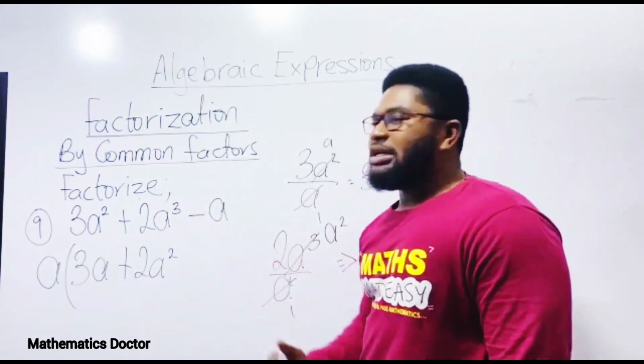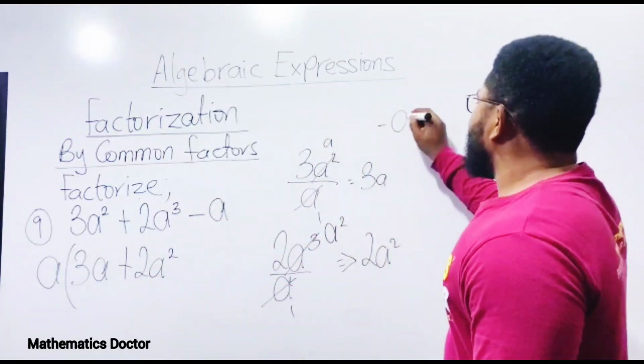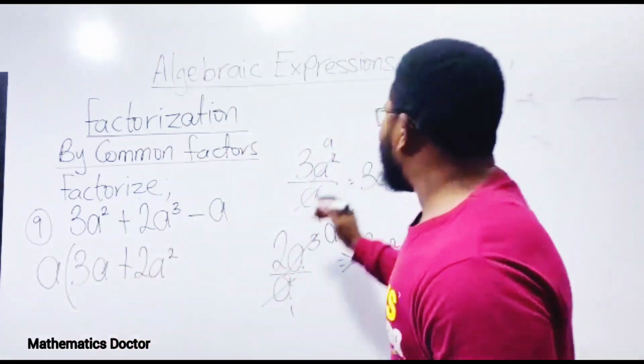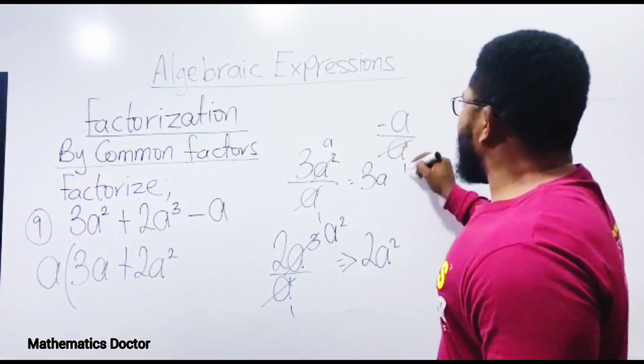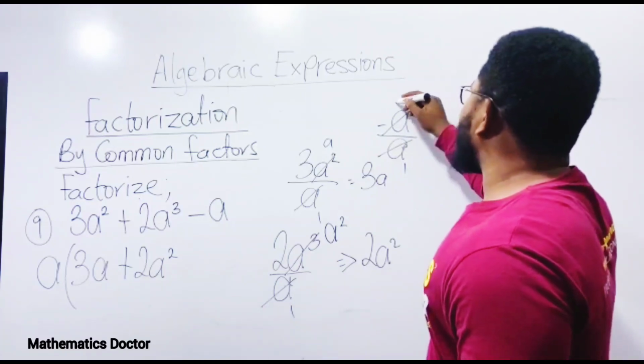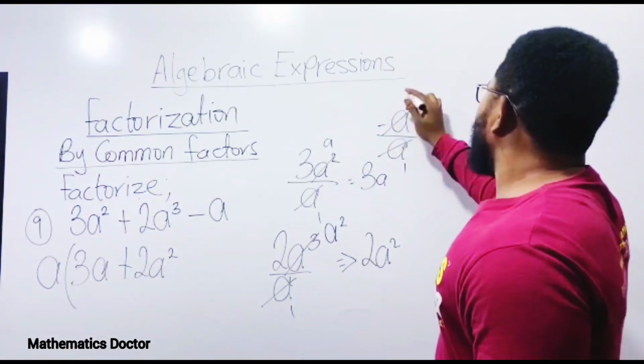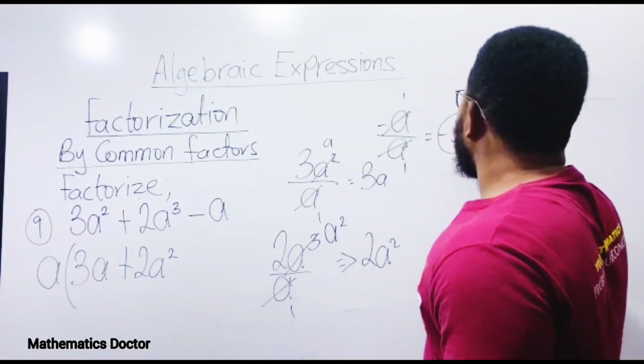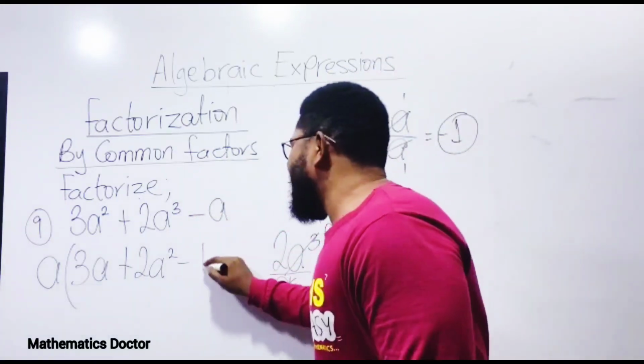We take the final number, which is minus a. Then we divide it with the common factor, which is a. Now a here 1, a into minus a will be minus 1. So we have finally the answer becoming minus 1. Then we replace here with minus 1.